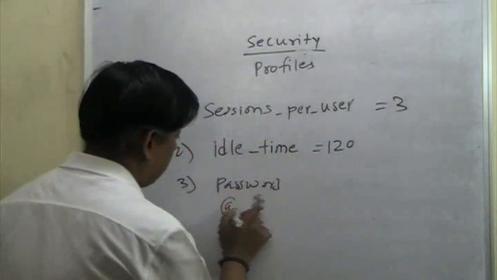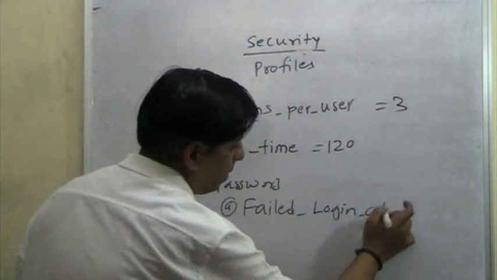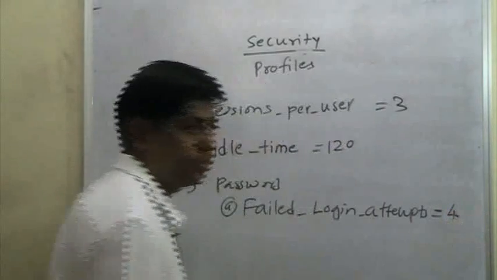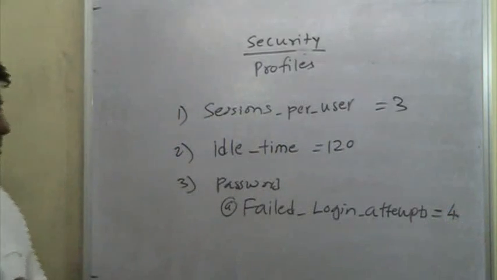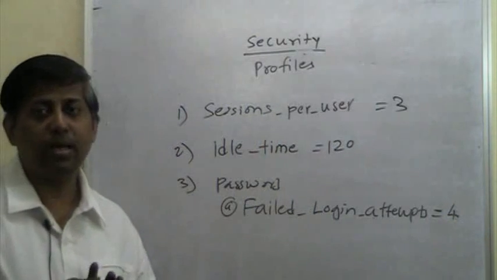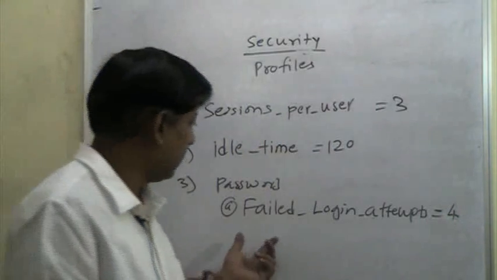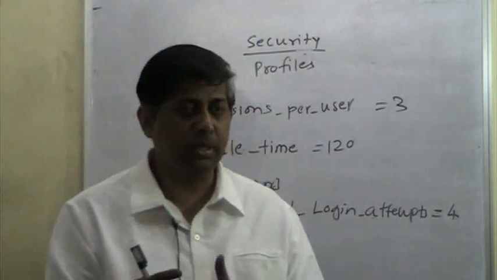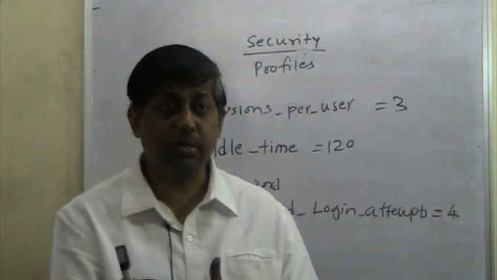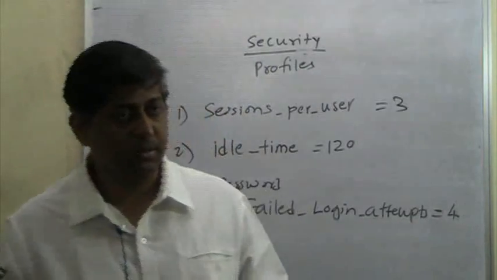Failed login attempt. If I set this failed login attempt to 4, what is going to happen? It is the maximum number of consecutive invalid logins. It is consecutive invalid logins and not the total number of invalid ones. So that means I log in the first time, my password is incorrect. I try login one more time, immediately after that, again fails. 3rd time, 4th time, because this is set to 4 now, my account will be locked automatically.